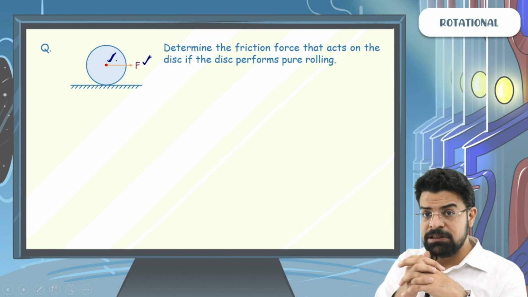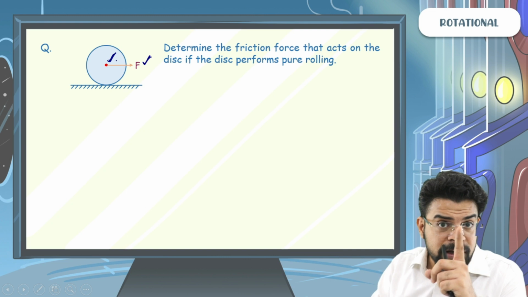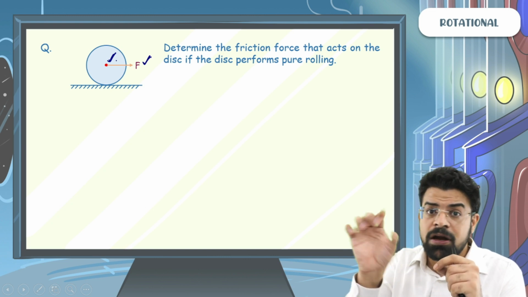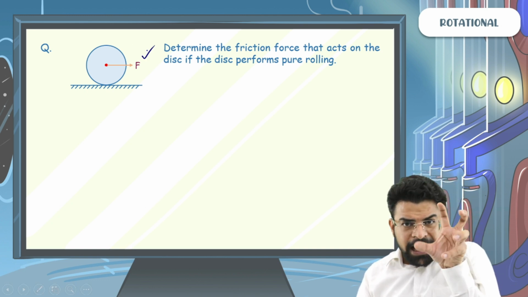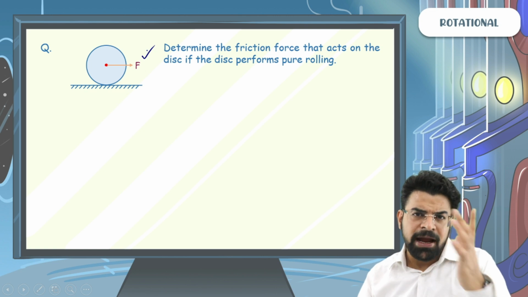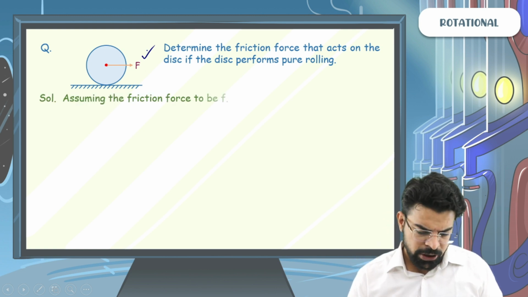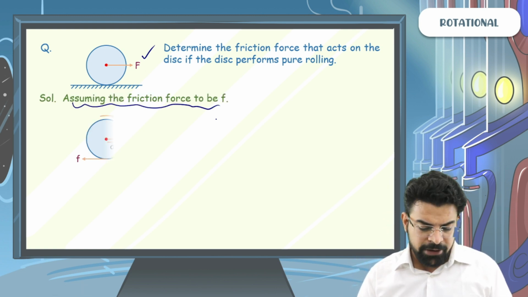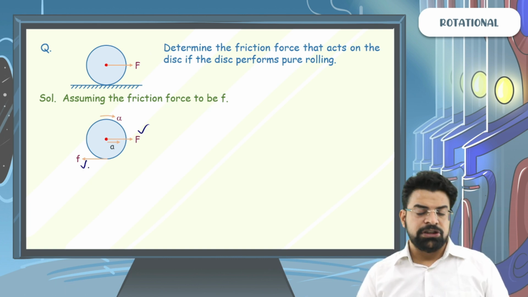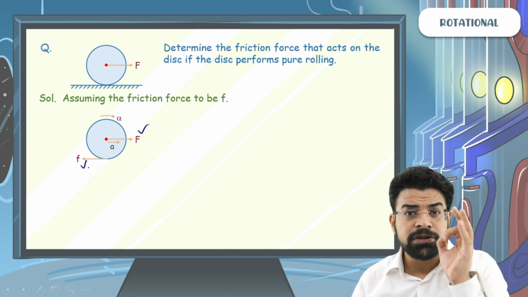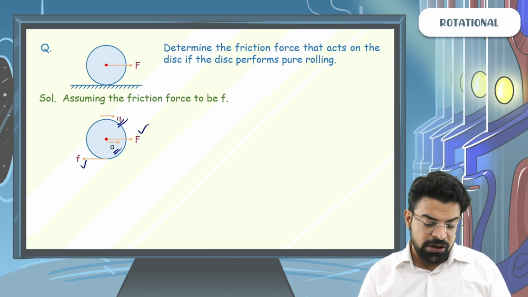And if we want this disc to do pure rolling, it should have both acceleration as well as angular acceleration, and the relationship between them should be that a equals alpha r. So this force will only provide acceleration. To provide angular acceleration, some friction force should act. Let's assume a friction force equal to small f acts on it. So assuming the friction force acting to be f, let us visualize the forces. There is external force F, there is friction force small f, and under the influence of these two forces, the body moves with an acceleration a and an angular acceleration alpha.